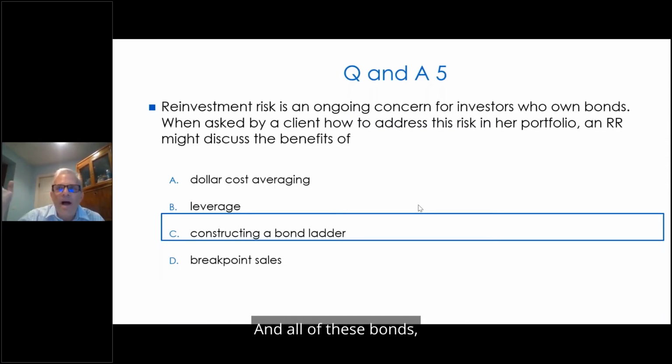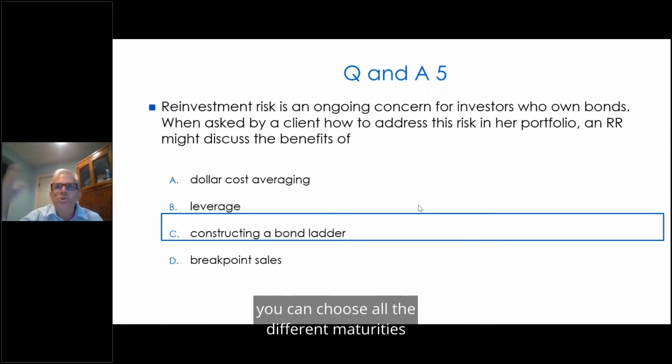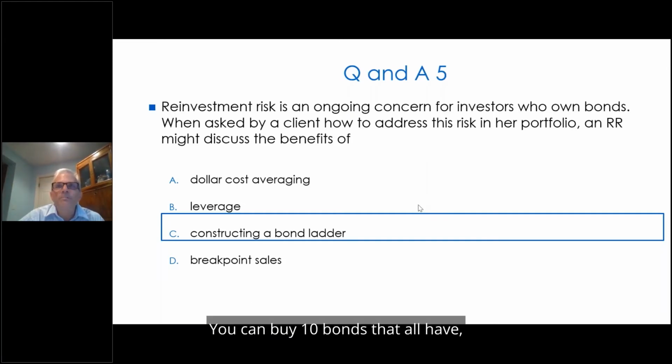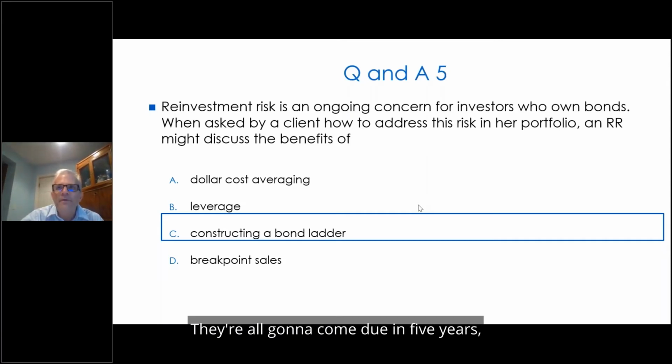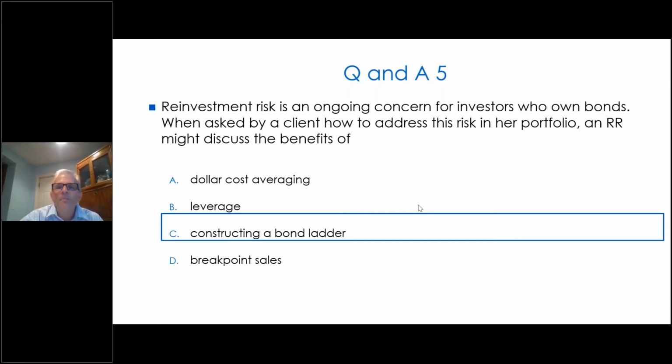Let's say, just for argument's sake, you're going to buy 10 bonds, and you can choose all the different maturities that you'd like. You can buy 10 bonds that all have, let's call them, 5-year maturities. So you only have to worry about this one time. They're all going to come due in 5 years, in 2026. But the problem is, they're all going to come due in 2026.